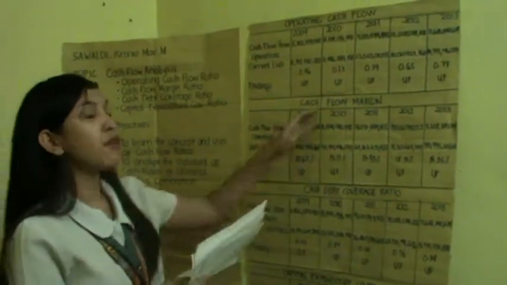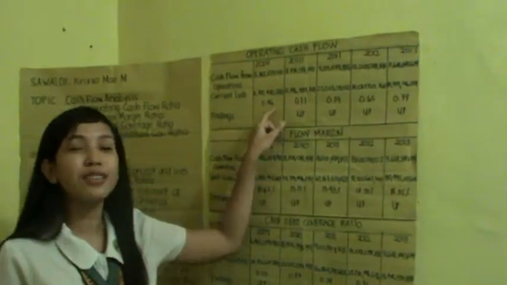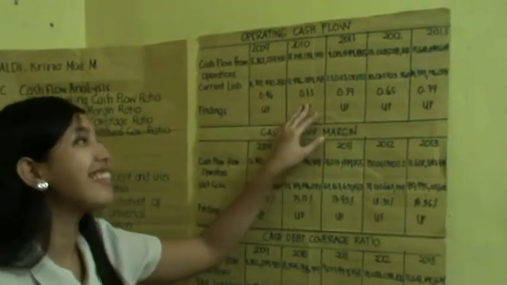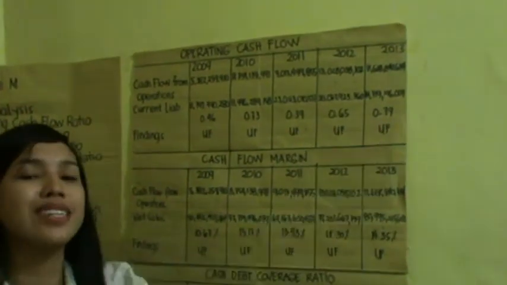This table illustrates that the company has a low operating cash flow ratio, and though it shows an increasing pattern from 2009 to 2010 and from 2011 to 2012, still it is unfavorable for the company as a whole. It simply means that URC cannot generate enough cash to pay off its short-term obligations.